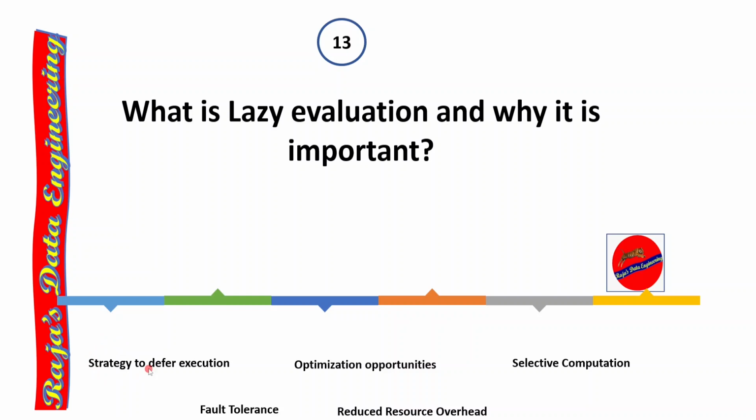And coming to the points, this is lazy evaluation. That is one of the strategies to defer execution. It provides optimization opportunities, and it also does only selective computation, like predicate pushdown and projection pushdown, these kinds of operations it will perform. Also this is key for fault tolerance. Based on the lineage graph and lazy evaluation, we will be able to recreate any dataset or data frame. It also leads to reduced resource overhead. As I told earlier, it is going to optimize the query. As a result, we don't need to use a lot of resources for the execution.